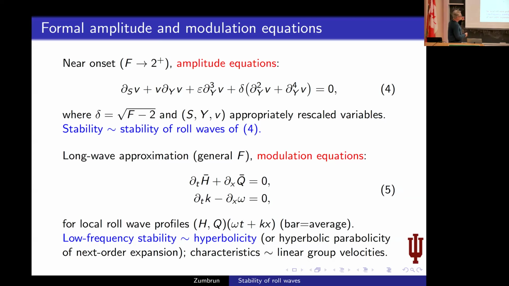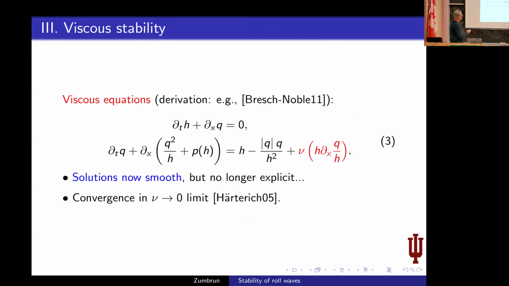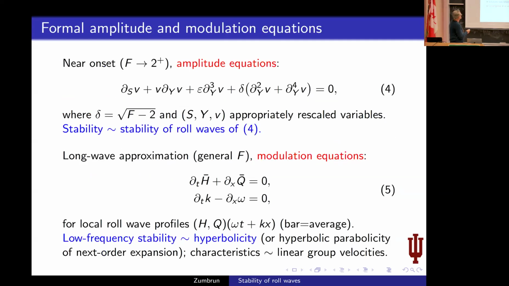The amplitude is small. The wavelength goes to infinity. It's a long wave bifurcation. It's not like a Turing bifurcation or something. It's around wave number 0, as studied by Benny and many people.